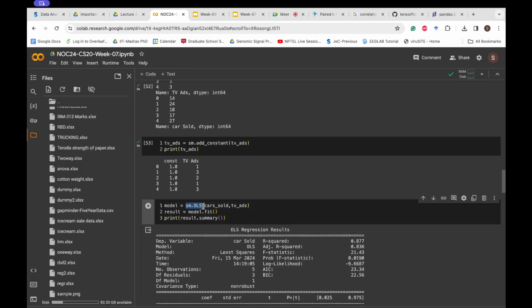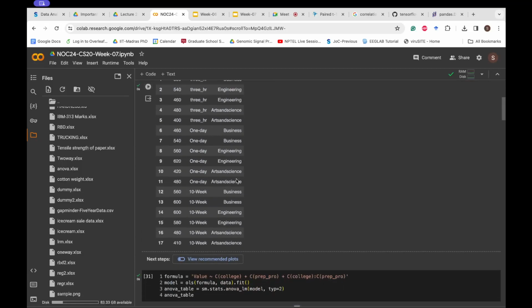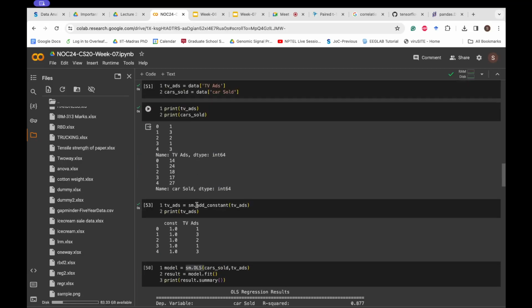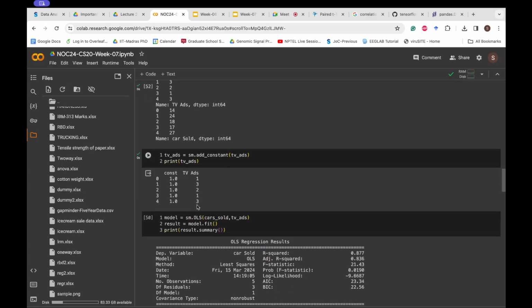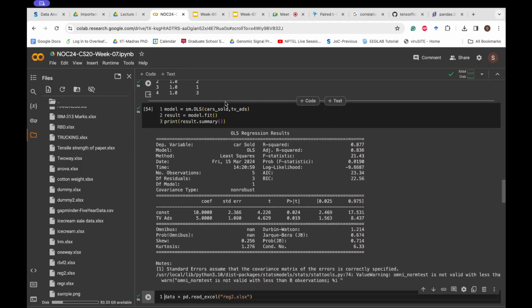So you are importing statsmodels.api as sm, and it has this OLS, ordinary least squares, function implemented in it. You are passing the y value, that is the car sold, and the TV ads, but with an added constant over here. And then once you get that model, you fit the data on top of it. So model.fit will simply do the internal computation. You are triggering that computation with model.fit, and the result is stored in the variable called result, and result.summary will print the complete result.